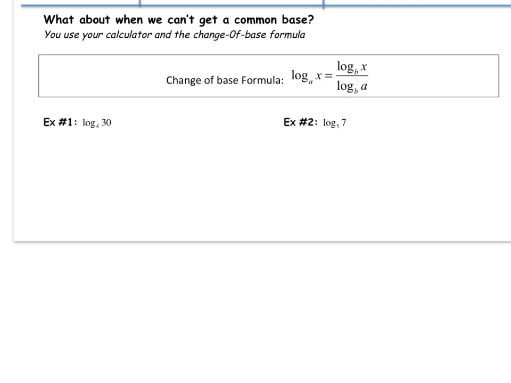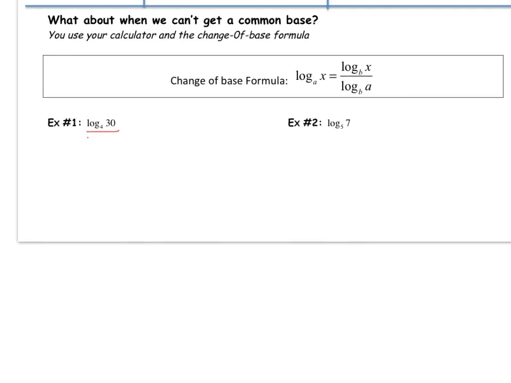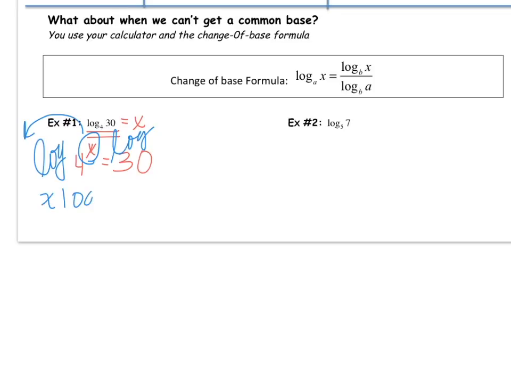Okay, so all the problems we've done so far, we've been able to get a common base. But now we're going to get some questions where we can't get a common base. So how would we solve something like this? Well, we would set it equal to x, and then we'd have 4 to the x equals 30. We can't get a common base, so if you remember something I briefly mentioned the other day in class, you would take the log of both sides, and when you have an exponent, it comes out in front. So you get x log 4 equals log 30.